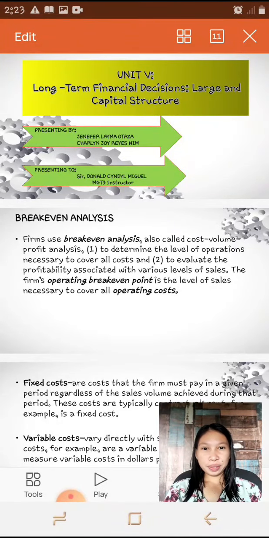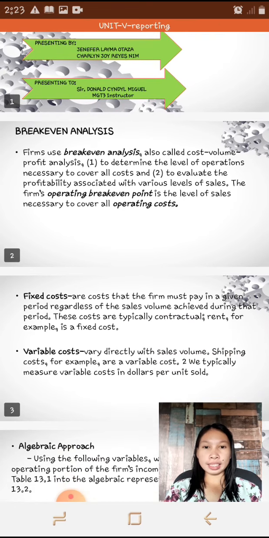Good day everyone, my name is Charlene Jerry and my topic for today is all about long-term financial decisions, leverage and capital structures. So, break-even analysis.